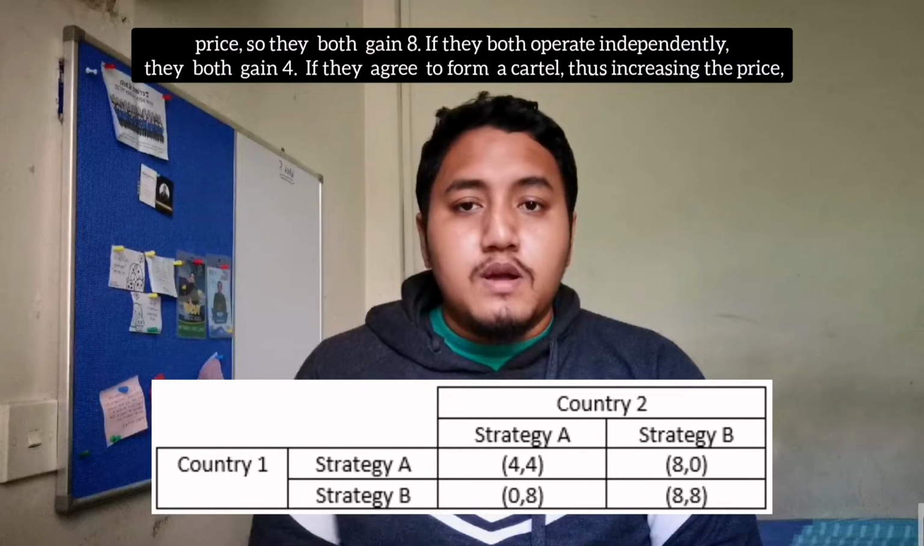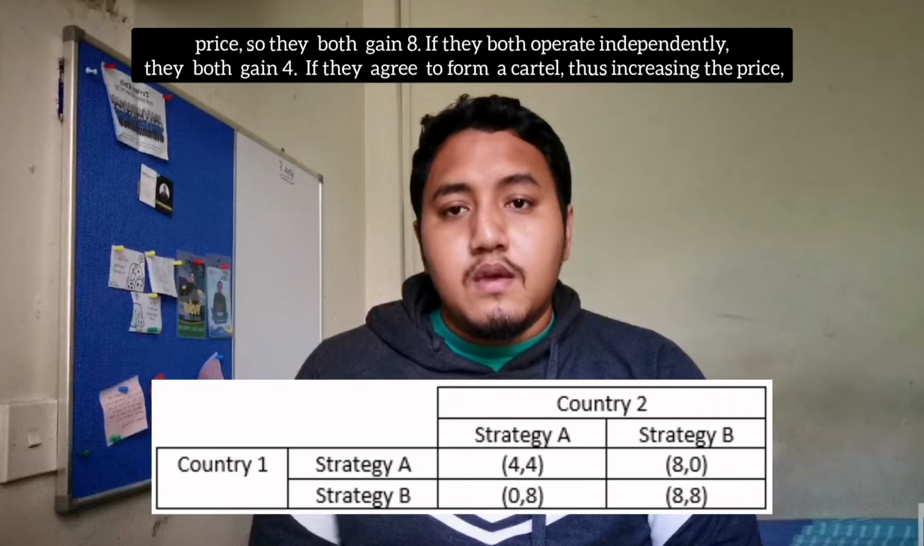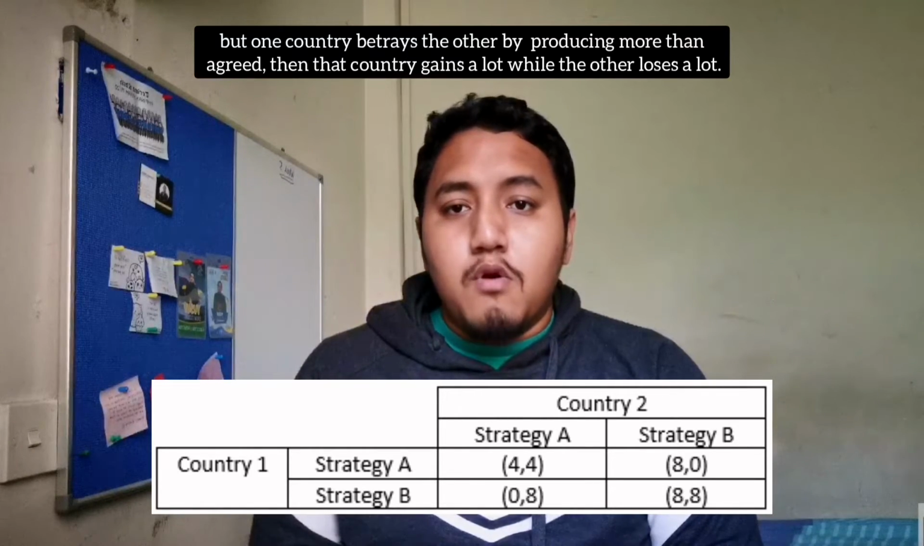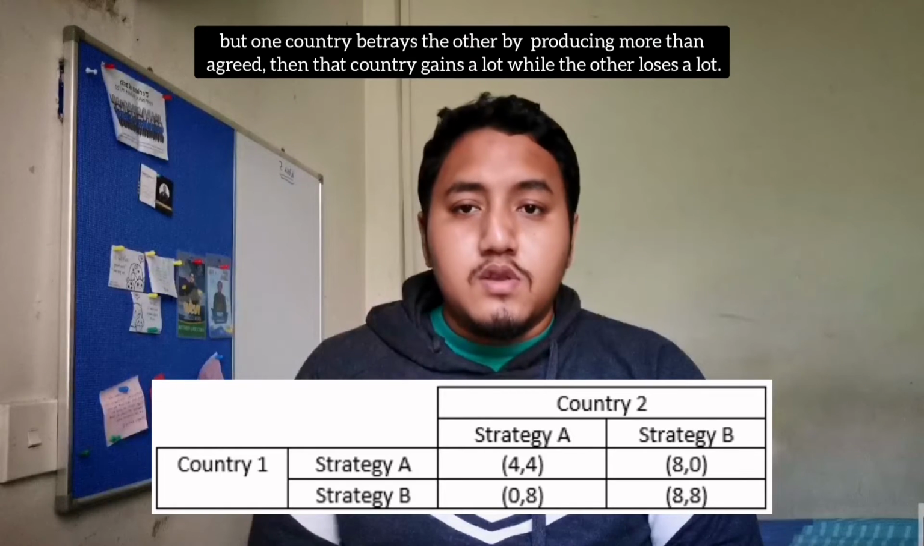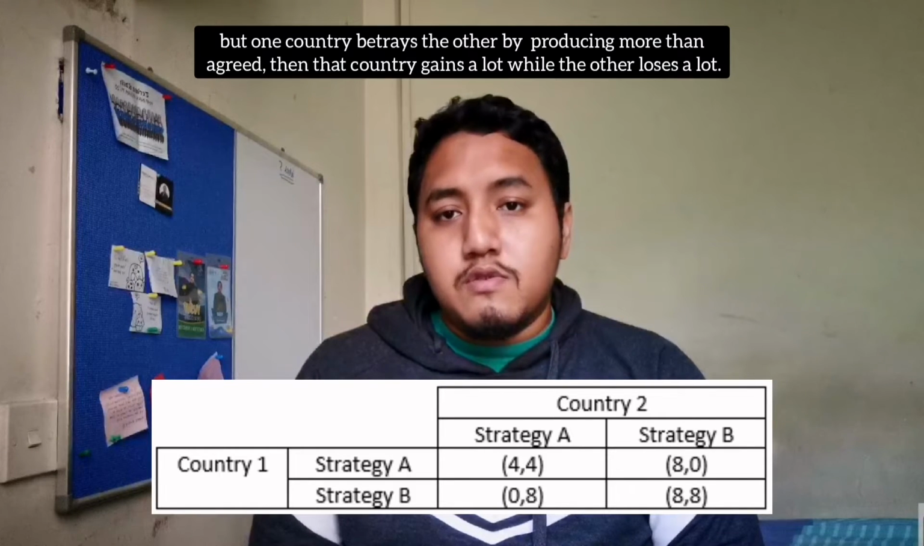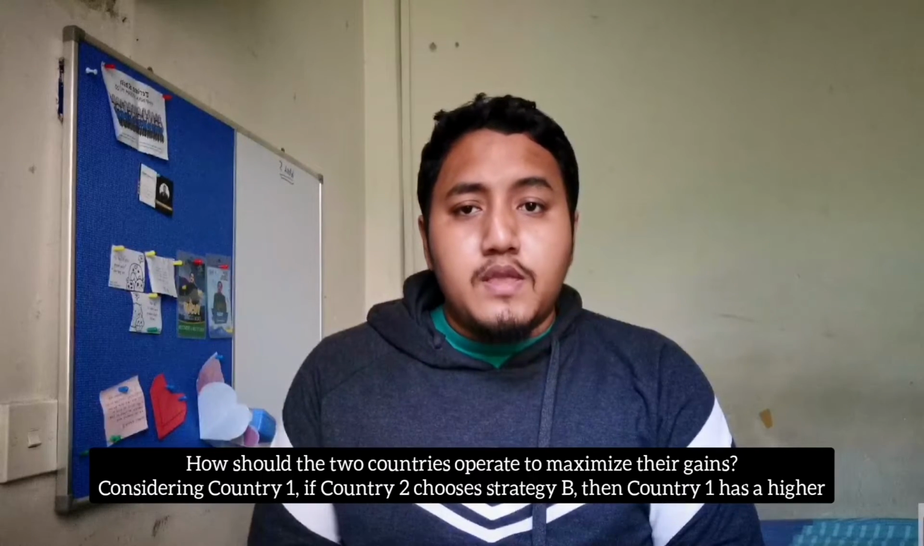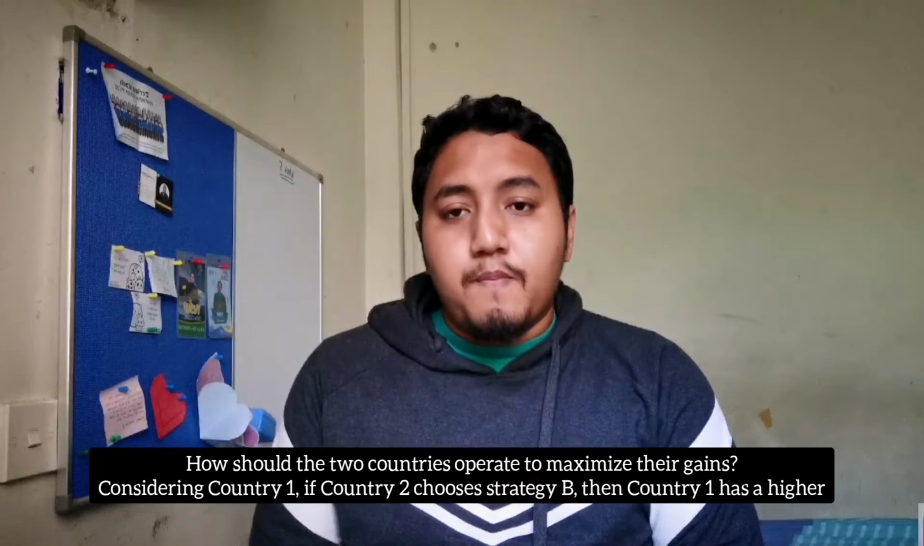If they agree to form a cartel, thus increasing the price, but one country betrays the other by producing more than agreed, then that country gains a lot while the other loses a lot. How should the two countries operate to maximize their gains?